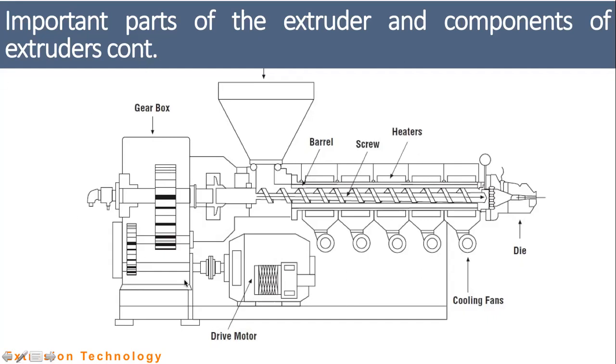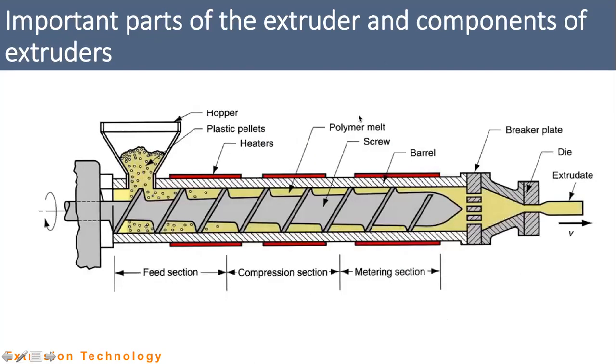Can you remember? This is the motor and gearbox. This is the motor compartment with the gearbox, and the feeder, barrel, screw, heaters and fans. These heaters and fans are optional, and the die. Right? These are the basic parts. So here you can see how it works.